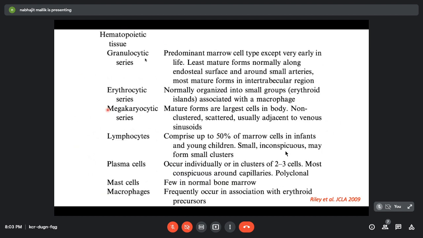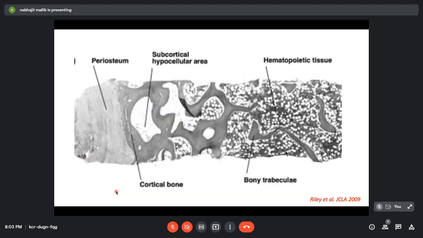And after that, we also have the hematopoietic tissue, which contains the granulocytic series, the erythroid series, the megakaryocytic series, the lymphocytes, plasma cells, mast cells, and macrophages.